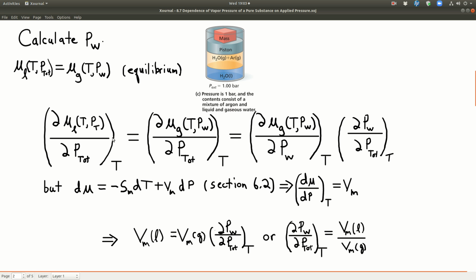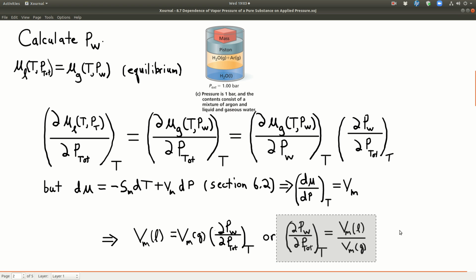So if we set these equal to each other, the molar volume of the liquid here is equal to the molar volume of the gas here times the partial pressure of the water with respect to the total pressure, constant temperature. Rearranging this gives us the partial of the partial pressure of the water with respect to the total pressure, at constant temperature, is equal to the ratio of the molar volume of the liquid to the molar volume of the gas. So this is nice right here.